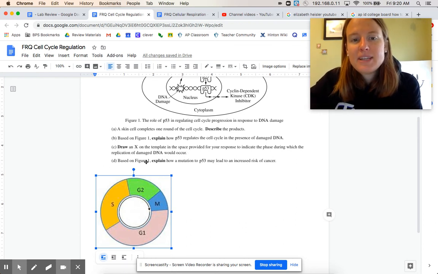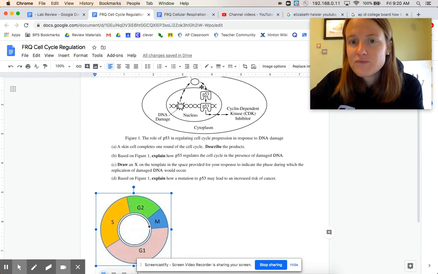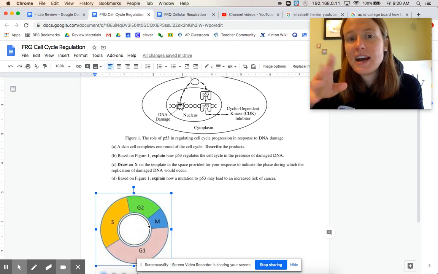And then based on the figure, explain how a mutation to P53 may lead to an increase of cancer. So if P53 is not working, then the CDK inhibitor is not being produced. So there's nothing stopping the cell cycle. So the cell's going to keep copying even though there's that DNA damage, and that can lead to cancer. Cancer is cells with DNA damage that keep replicating and don't stop replicating.